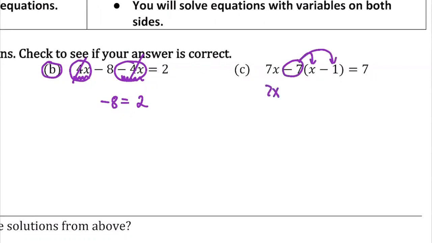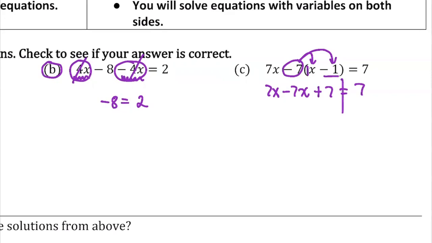So if I take -7 and I distribute it to the 1x, -7 times 1 is going to be -7, bring the x down. And -7 times a -1, careful with signs, that's going to be a +7. So here again, we distribute, but now we're right back where we were in part B. We look to combine anything that's like.